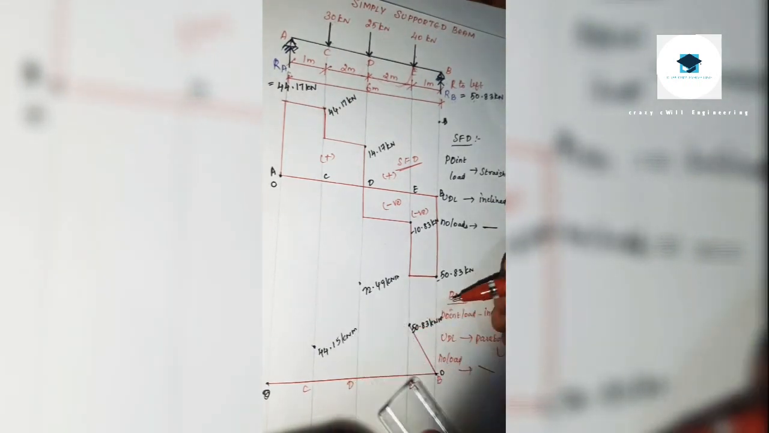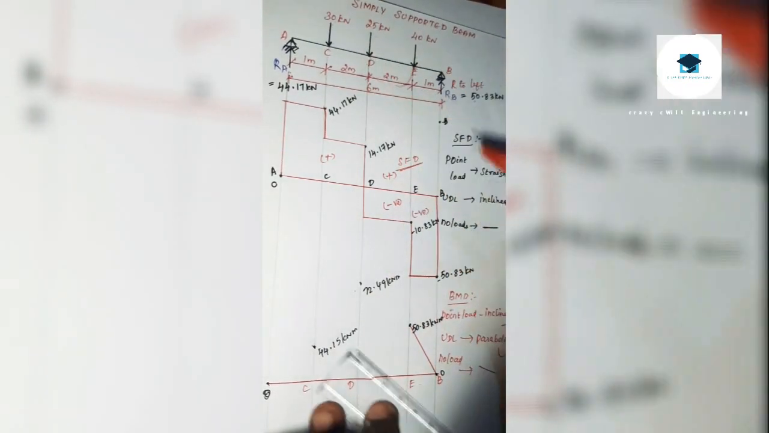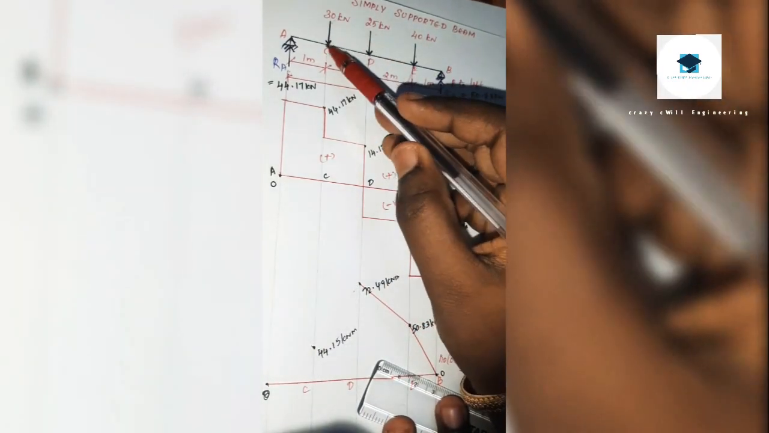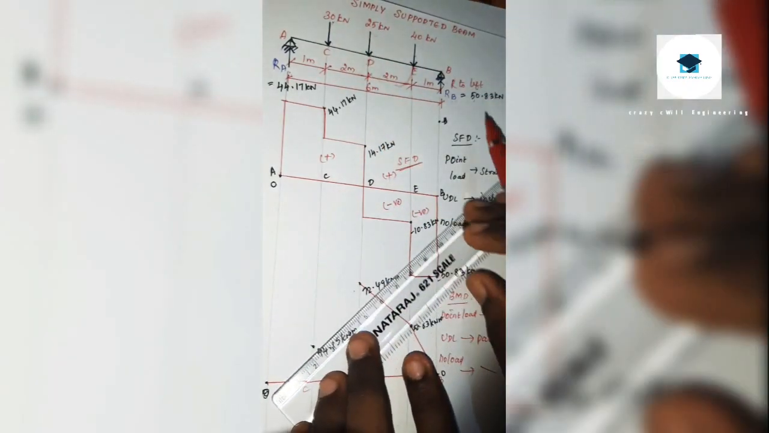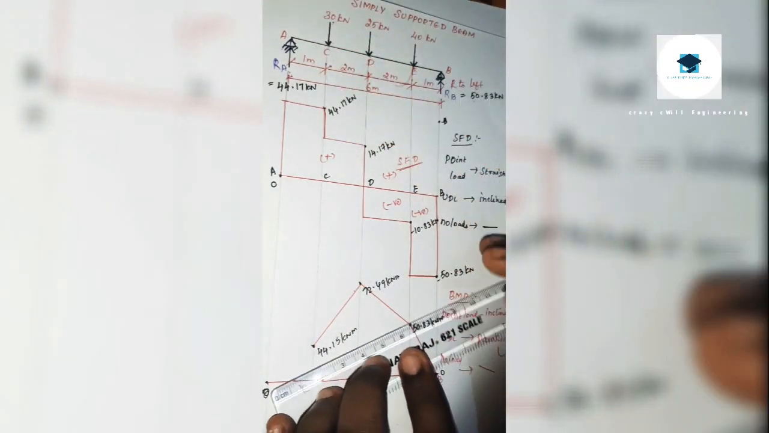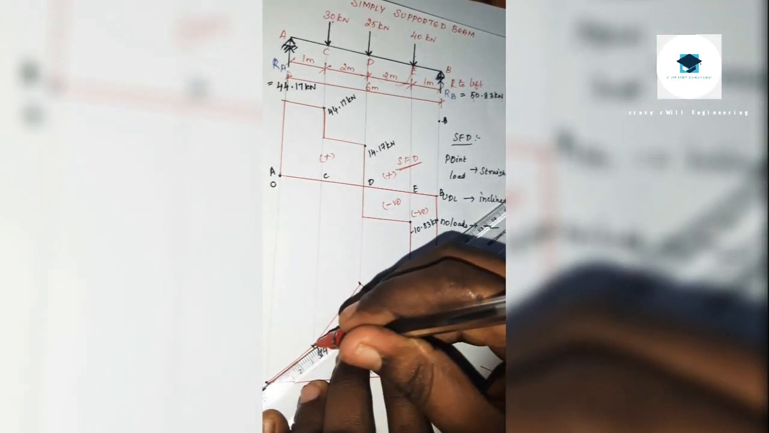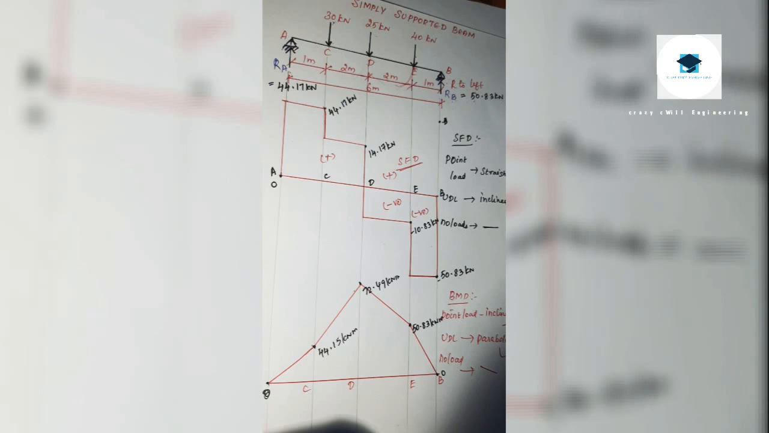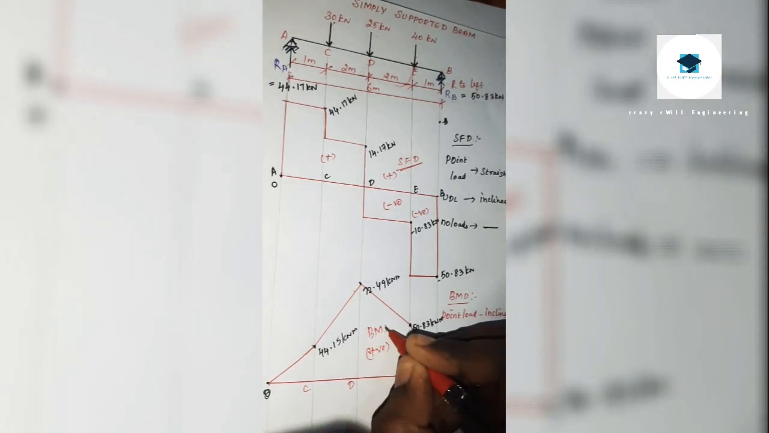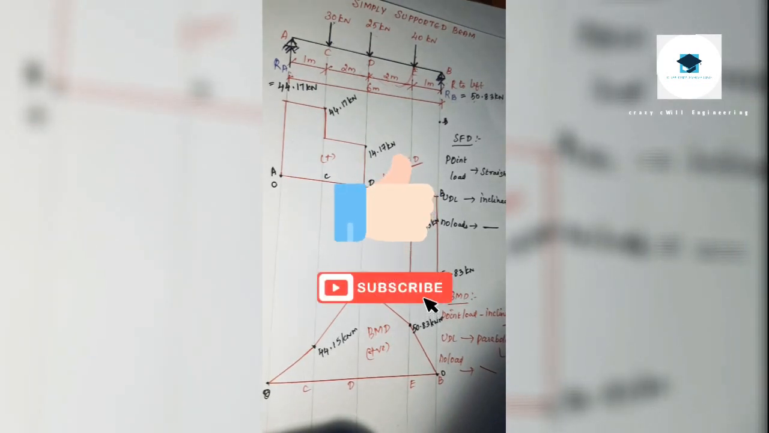Between E and B, an inclined line is drawn, and at D there is also a point load, so point load means inclined line. Again at C also a point load, so again an inclined line. At A it is 0. Again the reaction is a point load, so 0. Here is the positive bending moment diagram. Do you understand? Thank you for watching.